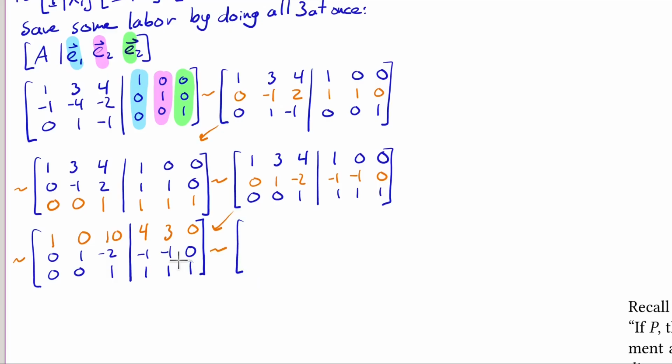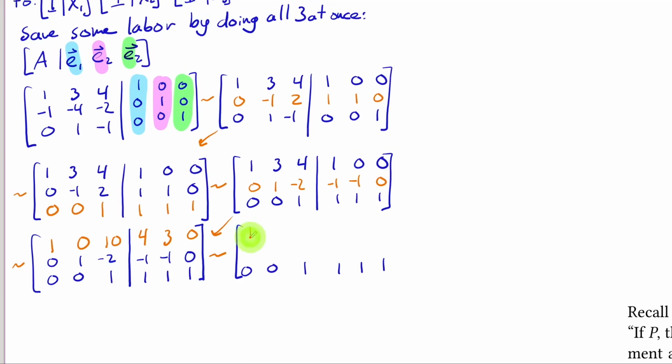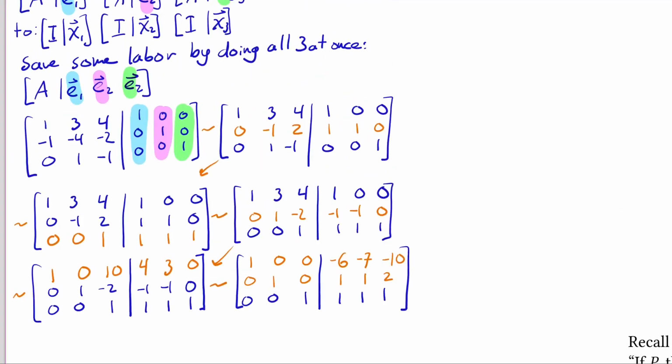Then we can do 2 times row 3 plus row 2 to replace row 2, and -10 times row 3 plus row 1 to replace row 1. And there we go. This has shown that A is row equivalent to the identity matrix.